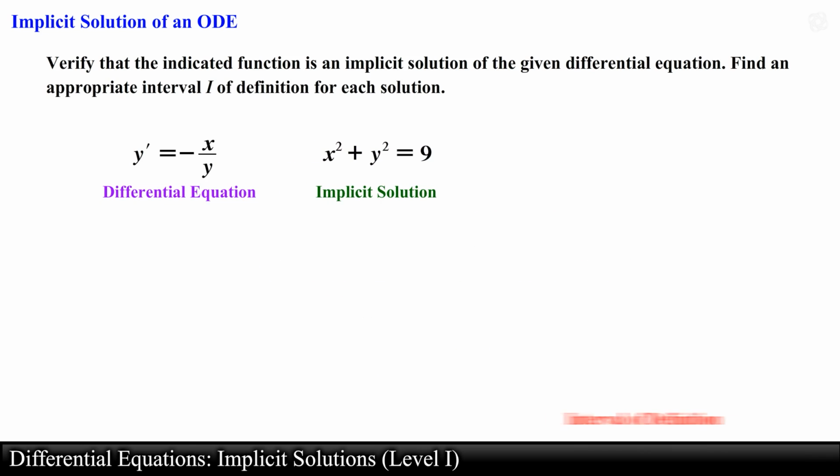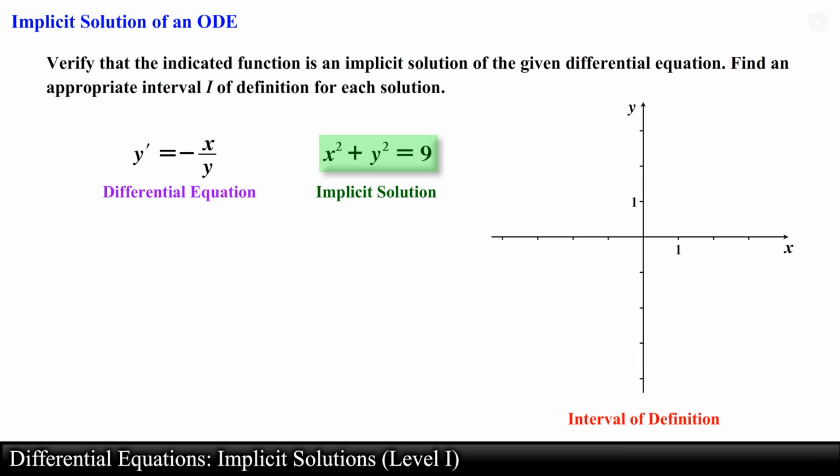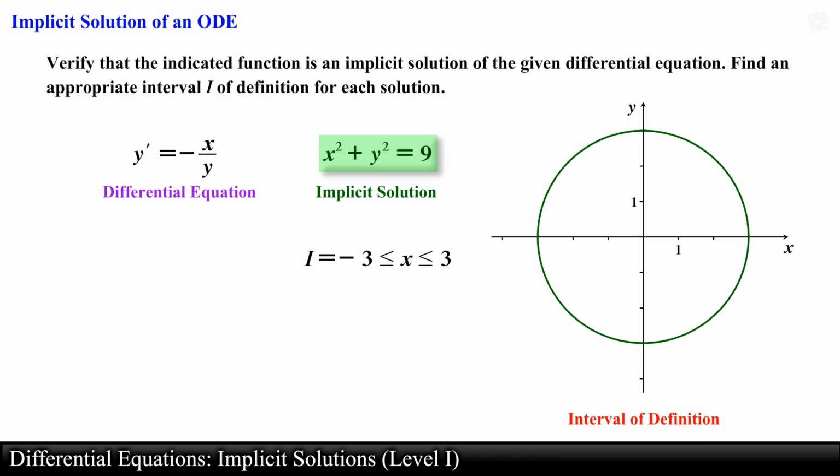Next, we need to find an interval I of definition. To find this interval, let's go ahead and plot this implicit solution. Recall that this equation describes a circle with center located at (0, 0) and with radius equal to 3. At first glance, you might be tempted to define the entire circle as your interval of definition. Unfortunately, this would be incorrect.